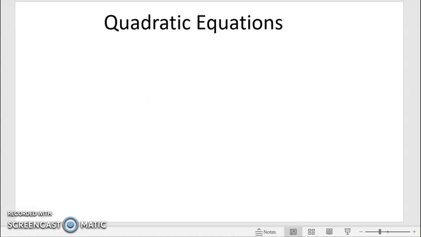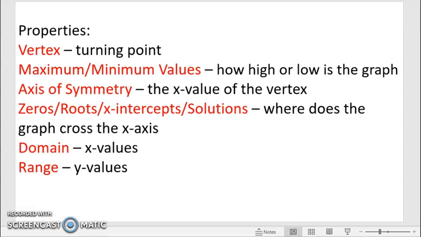So this section is on quadratic equations and their properties. Okay, so the first thing I want you to do is write the properties in your notes. So I want you to pause the video and write the properties and what each of those properties mean or how we find them.